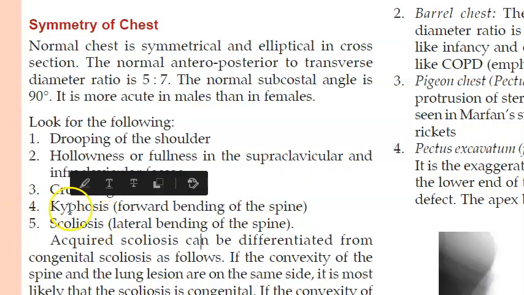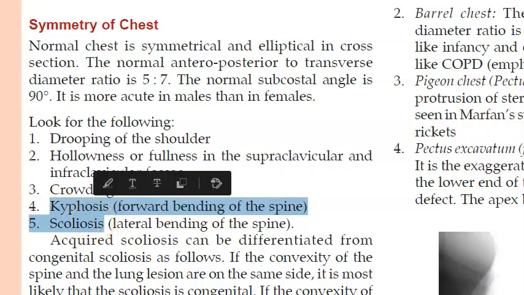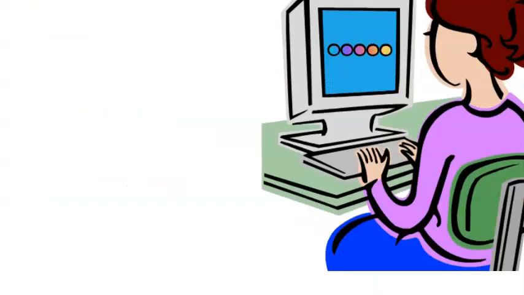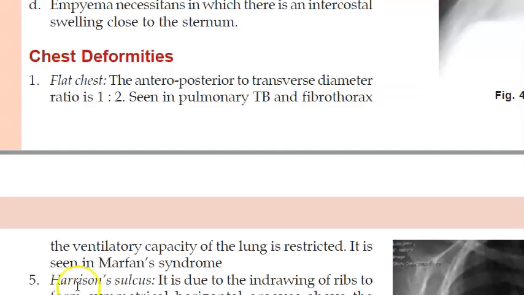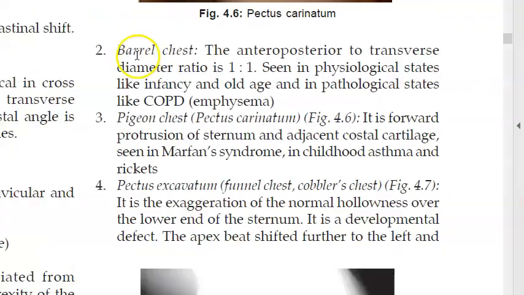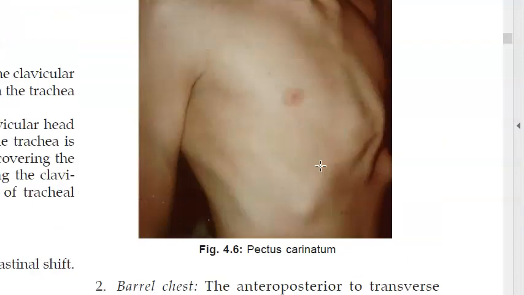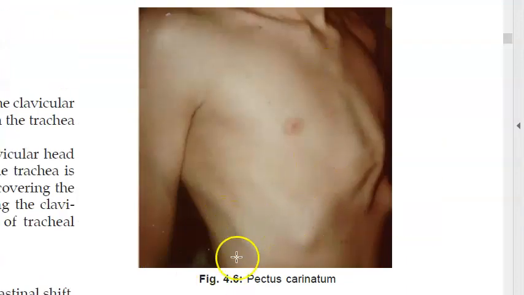Basically, here they are more concerned about kyphosis and scoliosis, not about lordosis, because that's much below your respiratory system, isn't it? What are we looking at, guys? We are looking at the signs. Look at the chest deformities. Is there any chest deformity in this guy? Is there a flat chest, which you will see in pulmonary TB, etc.? Is there a barrel chest? Is there a pigeon chest like pectus carinatum? Look at this photo here. This is a pigeon chest, pectus carinatum.